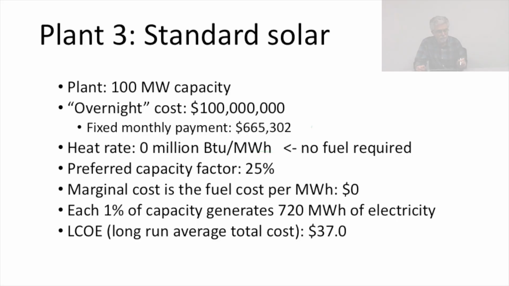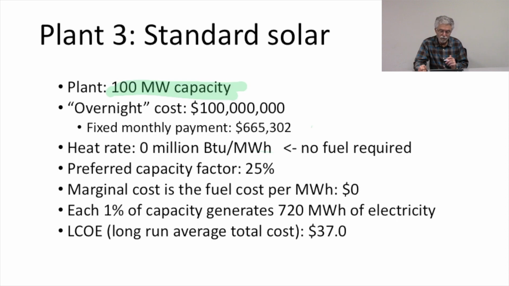Plant 3 is Standard Solar. This is a 100 megawatt capacity plant. It has an overnight cost of $100 million, or a fixed monthly payment of $665,302. It has a heat rate of 0 million BTU per megawatt hour. No fuel is required, so the heat rate is 0.